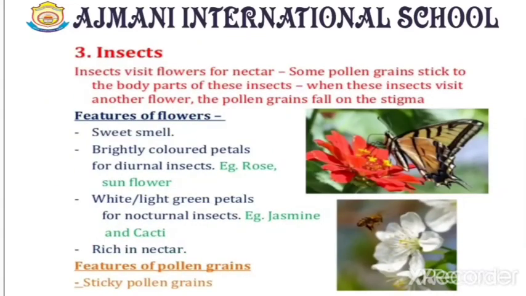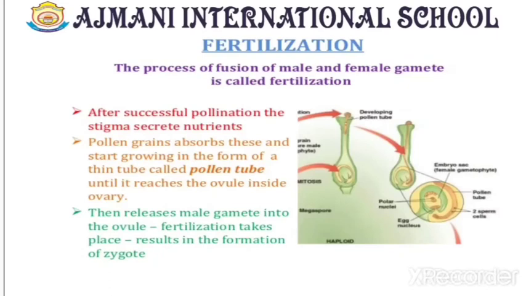The insects also are agents of pollination. They pollinate the flowers which have a sweet smell, brightly colored petals, or white or light green petals. They are rich in nectar. What is the speciality of these types of pollen grains? They are sticky in nature. Now, after the pollination, or you could say the transfer of pollen grains has happened, there is the need of fertilization, the final process after which the flower would be ready to produce the seeds.